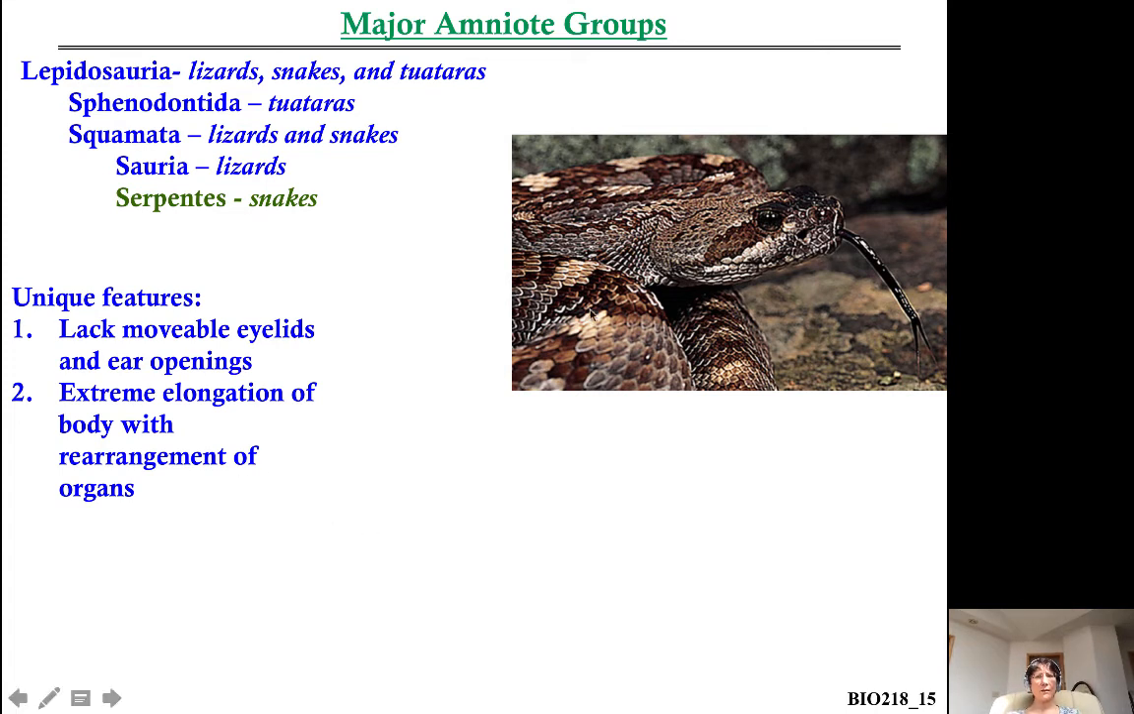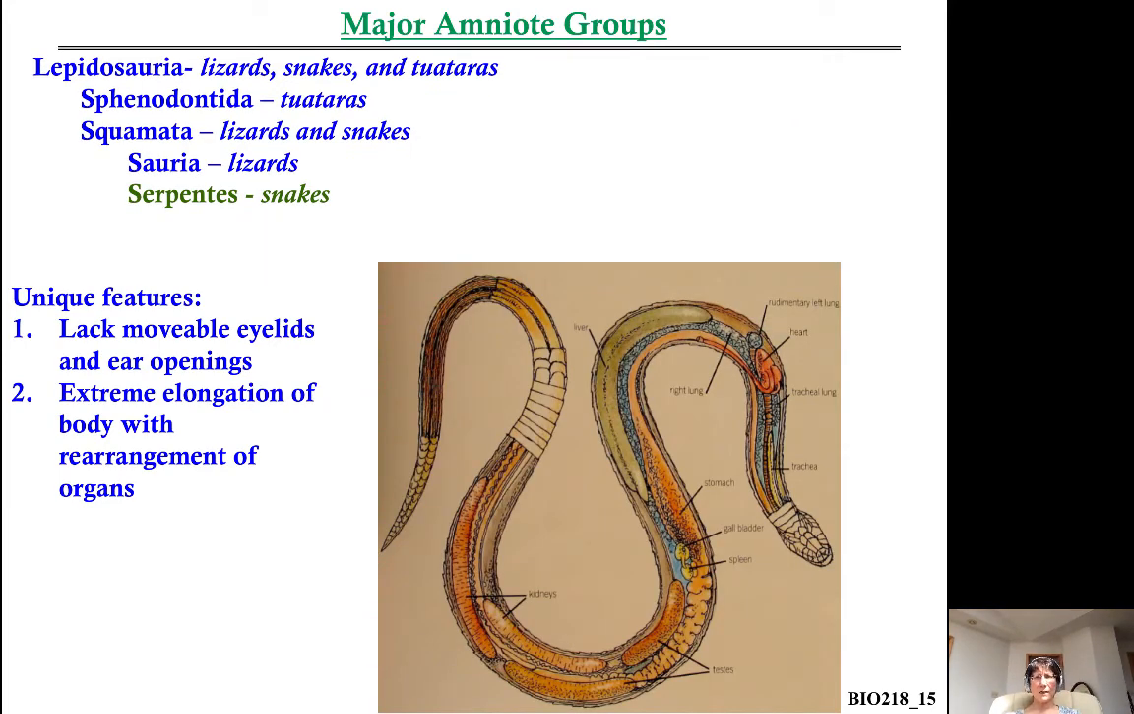They are clearly elongated, although some lizards are too, but they have an extreme elongation of their body. And as a result of this elongation, they also have a rearrangement of the organs within their body. To indicate that, sometimes if you have paired organs, they'll be offset in snakes like this, laterally. You can see this, for instance, here with the kidneys. Here's the left-hand kidney. Here's the right-hand kidney. Same thing with the testes. Here's the left, here's the right.